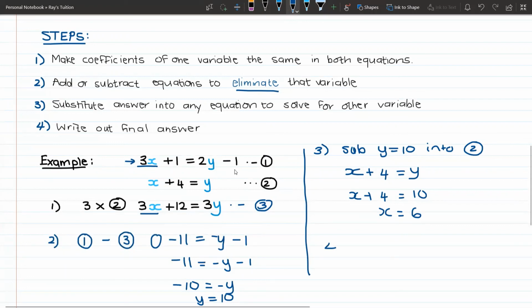The final step is to write down your answer explicitly. So we have x is equal to 6 and y is equal to 10.